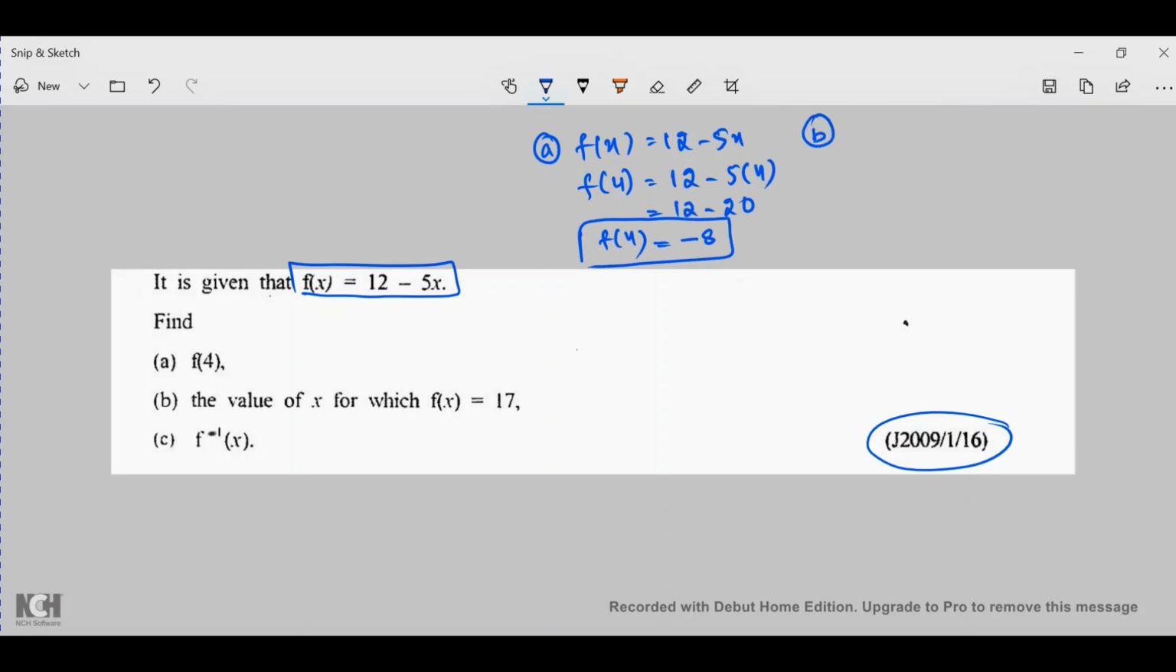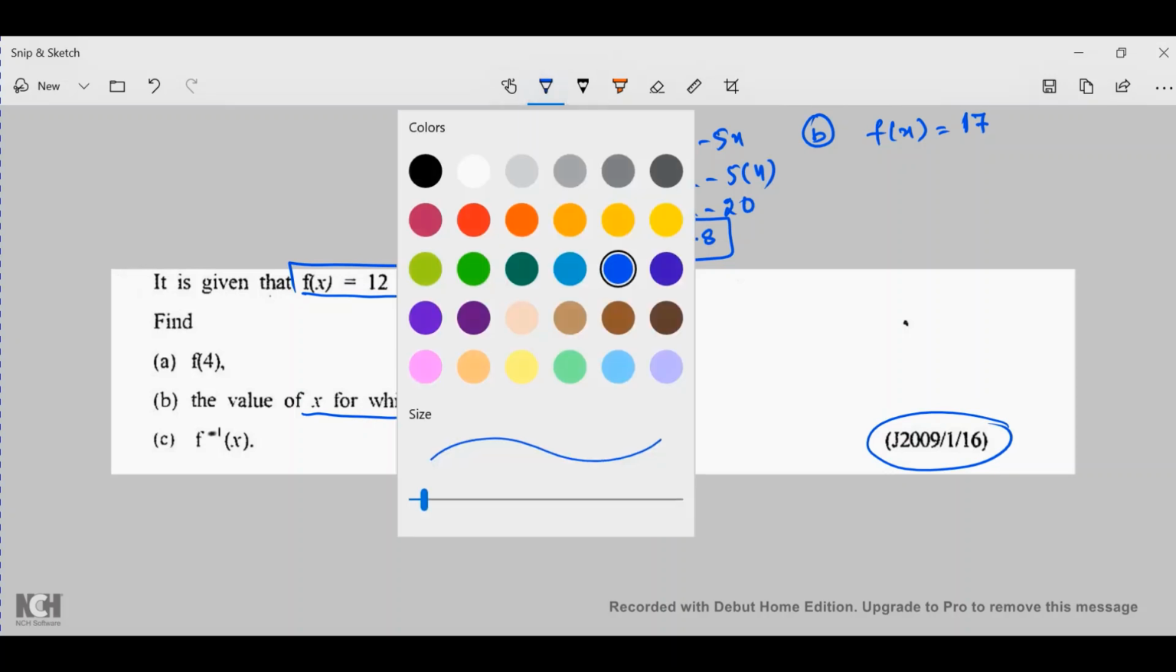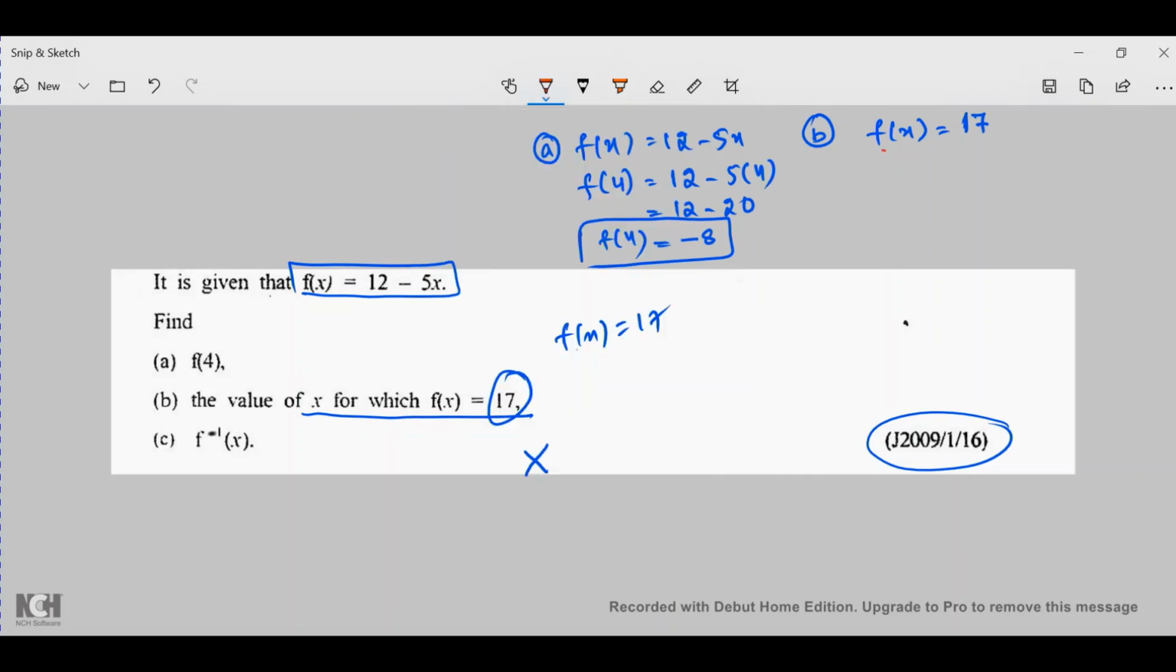Okay, part B: find the value of x. This is a very good example. f of x equals 17. Students make a mistake here. They write x is 17. No, f of x is 17. Be careful. So in the place of f of x, we are writing, first I'm copying the question.